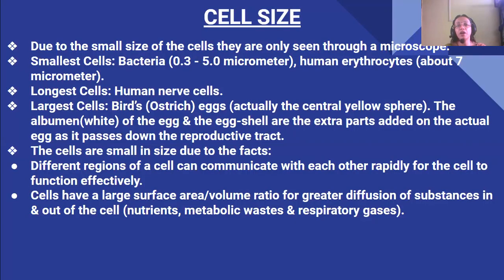Next, we come to cell size. Due to the small size of cells, they can only be seen through a microscope. They are only microscopic; you cannot see the cells with the naked eye. The smallest cells are like bacteria, about 0.3 to 5 micrometers. Human erythrocytes are about 7 micrometers. The longest cell is the nerve cell. The human nerve cell is the longest cell because its axon is very long.